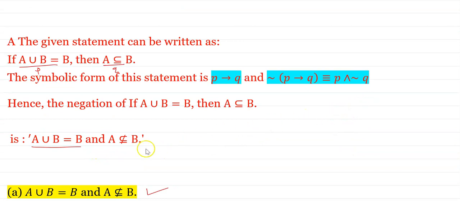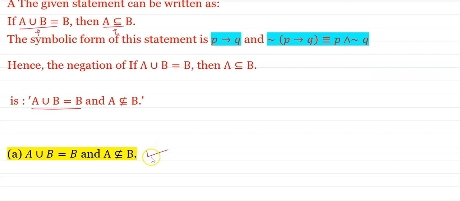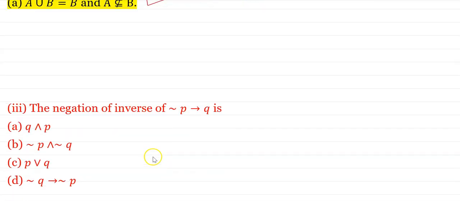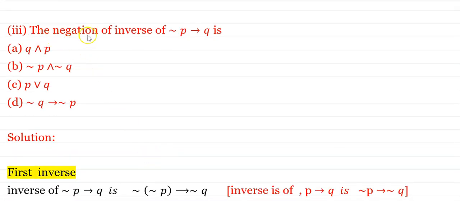आणि Q चा आपल्याला negation find out करायचं आहे. That is A is not subset of B. And hence option A is a correct one. Now the next. The negation of inverse of negation of P implies Q is.